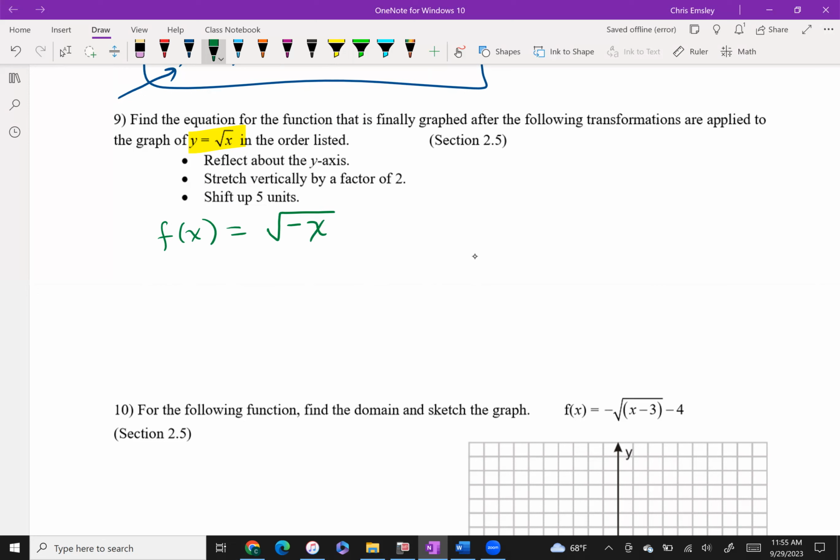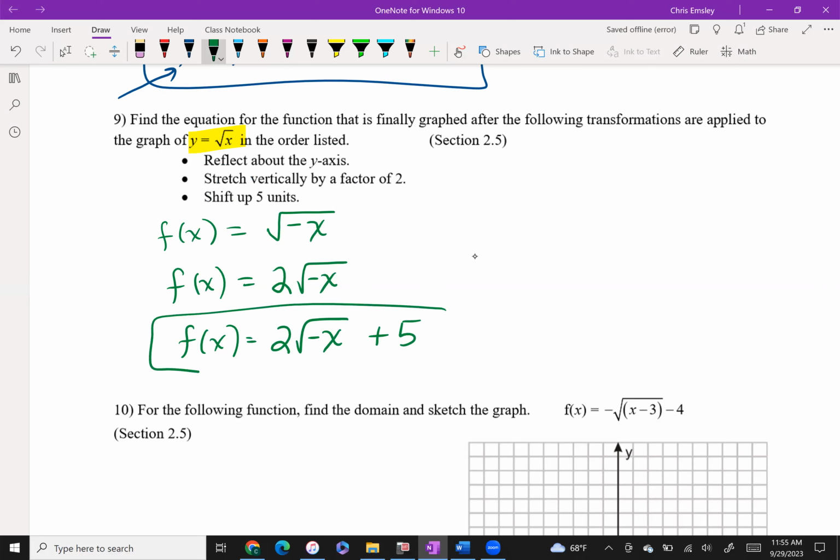Stretched vertically by a factor of 2. A vertical stretch means we are multiplying by 2 outside of the function. And finally, a shift up 5 units. So we have our stretch, we have our reflection, and then shifting it up 5 is a plus 5 at the end. There is our function.